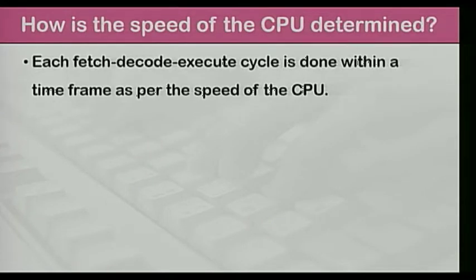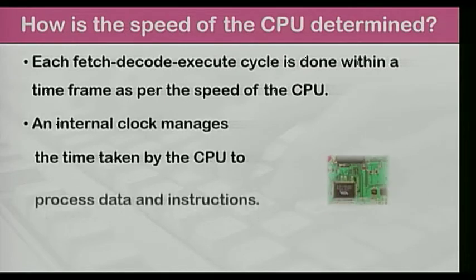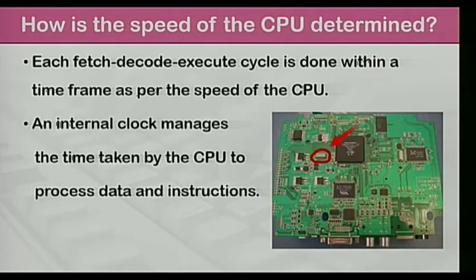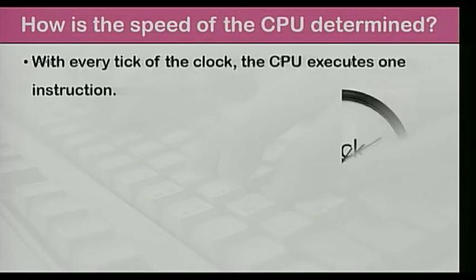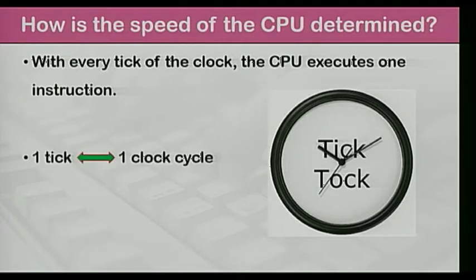Each fetch, decode, execute cycle is done within a time frame as per the speed of the CPU. There is an internal clock inside the computer that manages the time taken by the CPU to process data and instructions. With every tick of the clock, the CPU executes one instruction. Therefore, one tick is equivalent to one clock cycle.